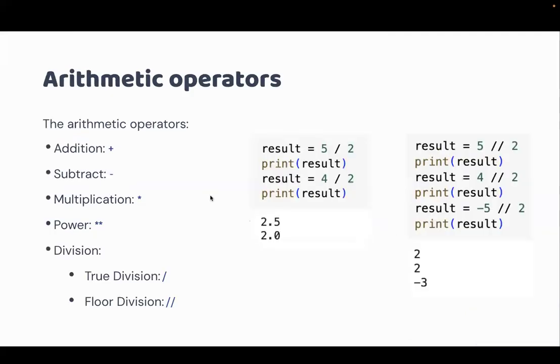So our next topic is the arithmetic operators. This is basically similar to a lot of the other coding languages. You use plus for addition, minus for subtraction, star for multiplication, and star star for power. Something that is a bit different is the division. So there are two types of division in Python.